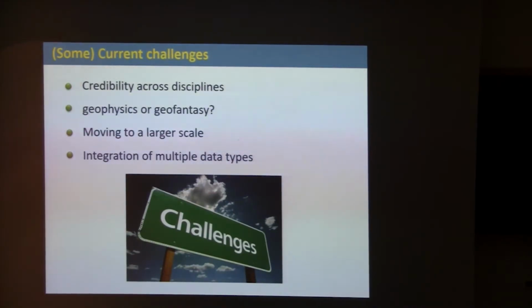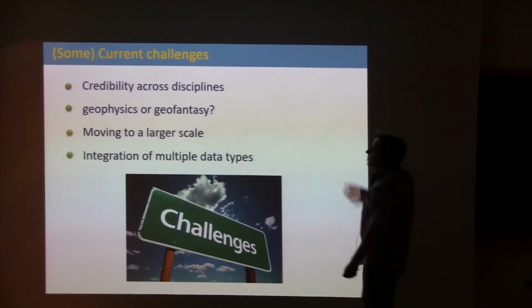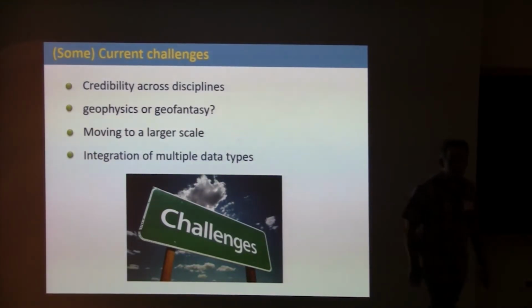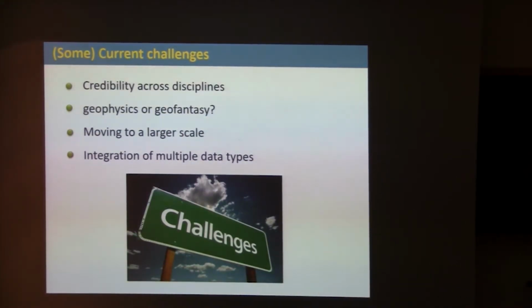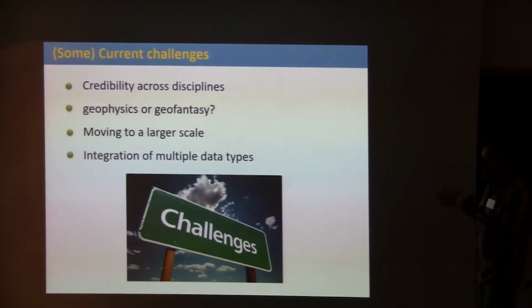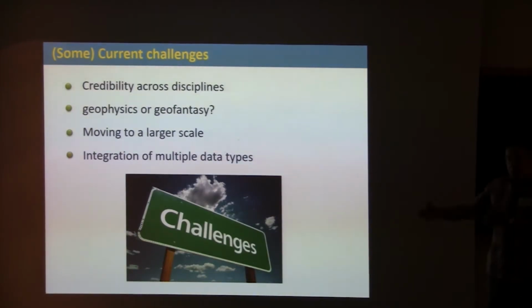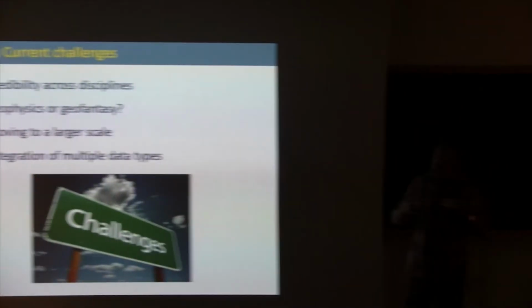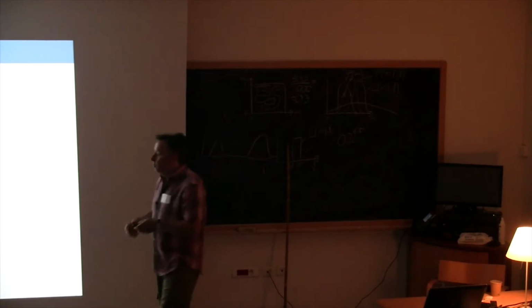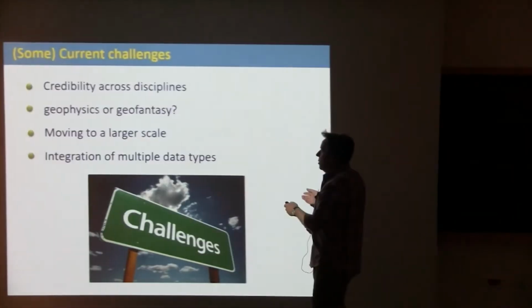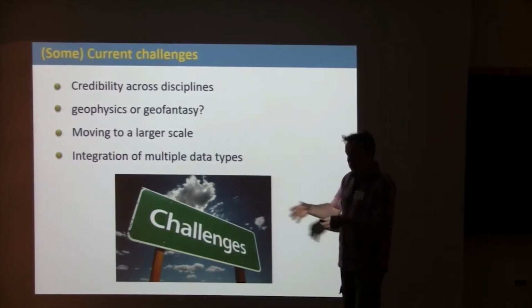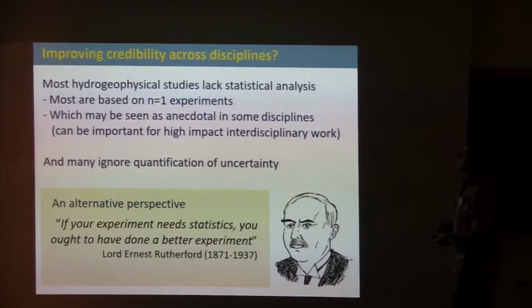But there are challenges here, and I'm just going to finish by giving a few examples of some challenges that we're facing. The first one, credibility across disciplines. Now, this becomes apparent when you start working with plant scientists and so on, and you're looking at generalizing your results, how some of the conventional approaches to using geophysics may not be appropriate.